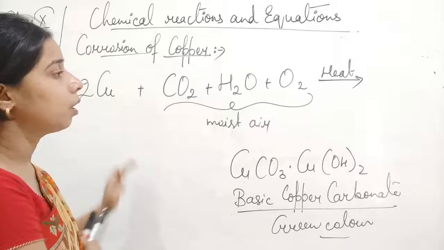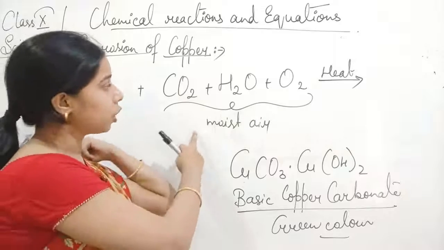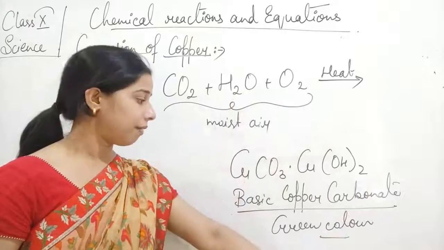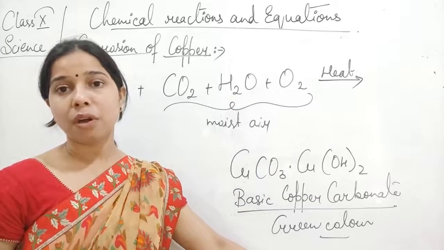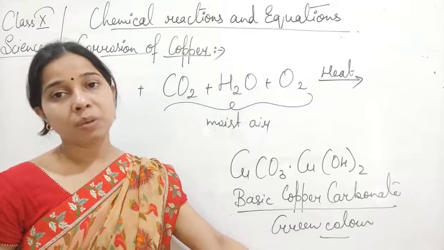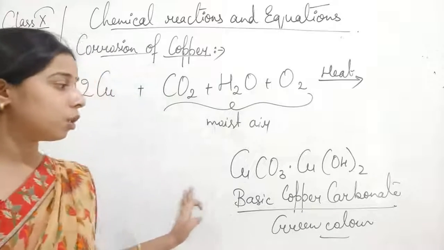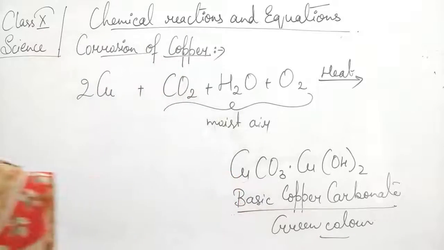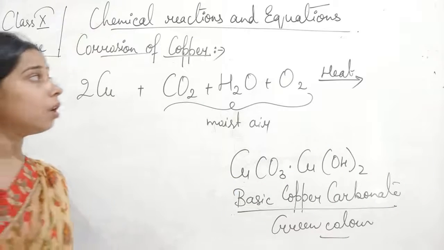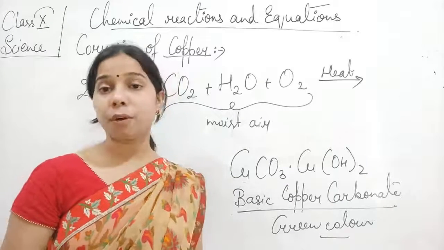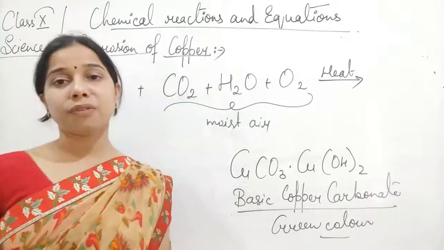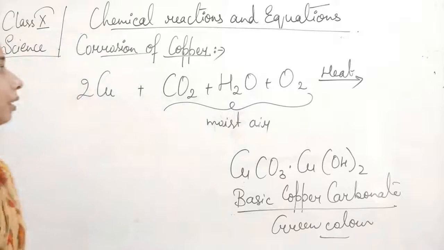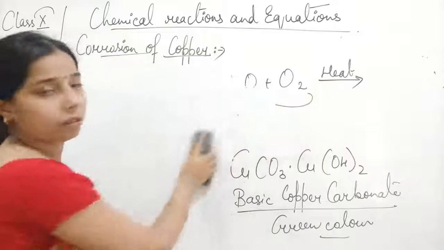So copper, due to the presence of the moist air, it means it reacts with carbon dioxide, it will react with the oxygen and water, and finally there is a formation of a copper carbonate which is green in color. So CuCO3 with Cu(OH)2. Okay. So this happens in the corrosion of copper. So there is a formation of a green coating on the surface of copper, which we can say that corrosion of copper happens. Next one is silver.